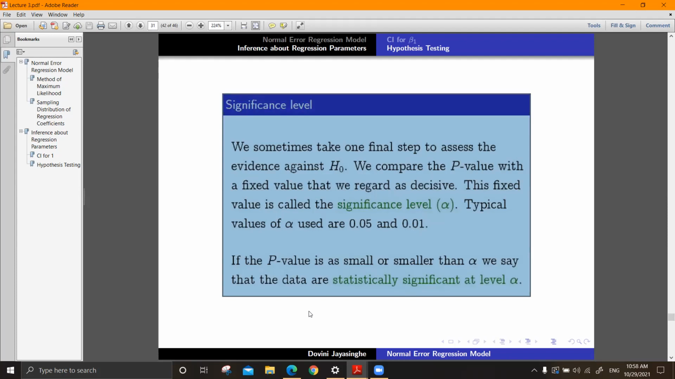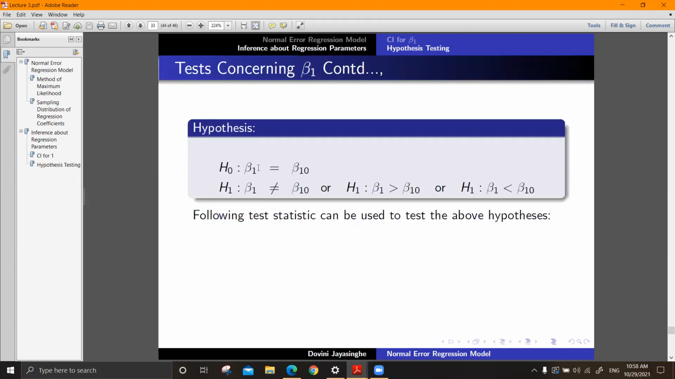If the p-value is smaller than alpha, we say that the data are statistically significant at level alpha, which simply means we reject H0. We reject H0 means there's no null. It means beta 1 is significant. Let beta 10 be 0. This is some hypothesized value. Basically, what we check is whether beta 1 is equal to 0 or not. You can put any value here, but to check the model significance, we let H0: beta 1 equal to 0 against beta 1 not equal to 0, right?